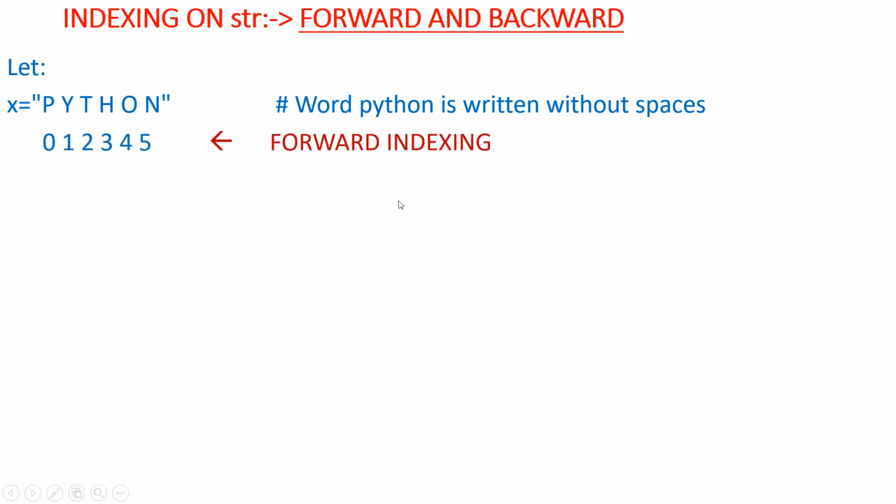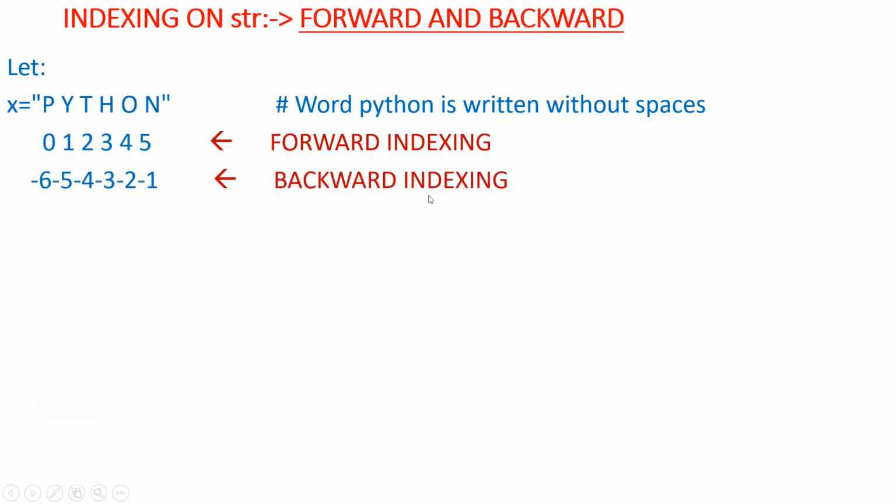Now what do you mean by forward indexing? It means the very first character starts from 0. Next one 1, 2, 3, 4, 5. Later, when I'm going to print a particular character, such an index will help us. Which character I want to print, I will have to take the help of this indexing concept. So this is called forward indexing.